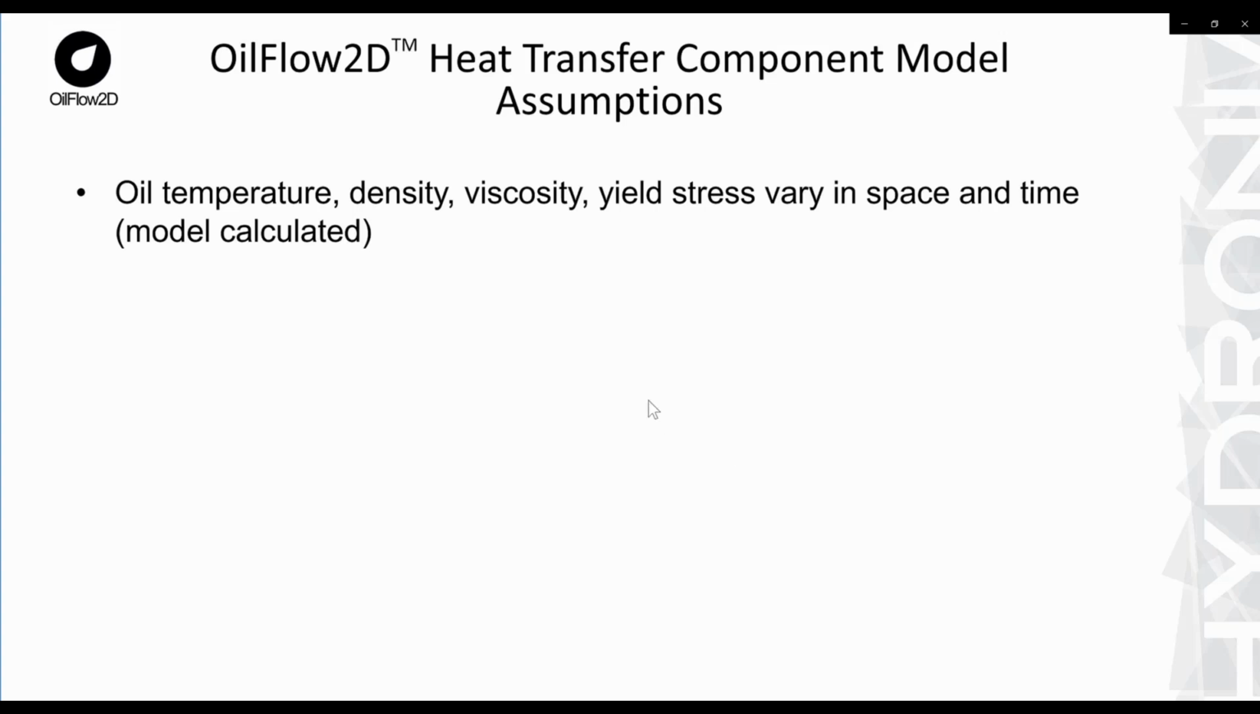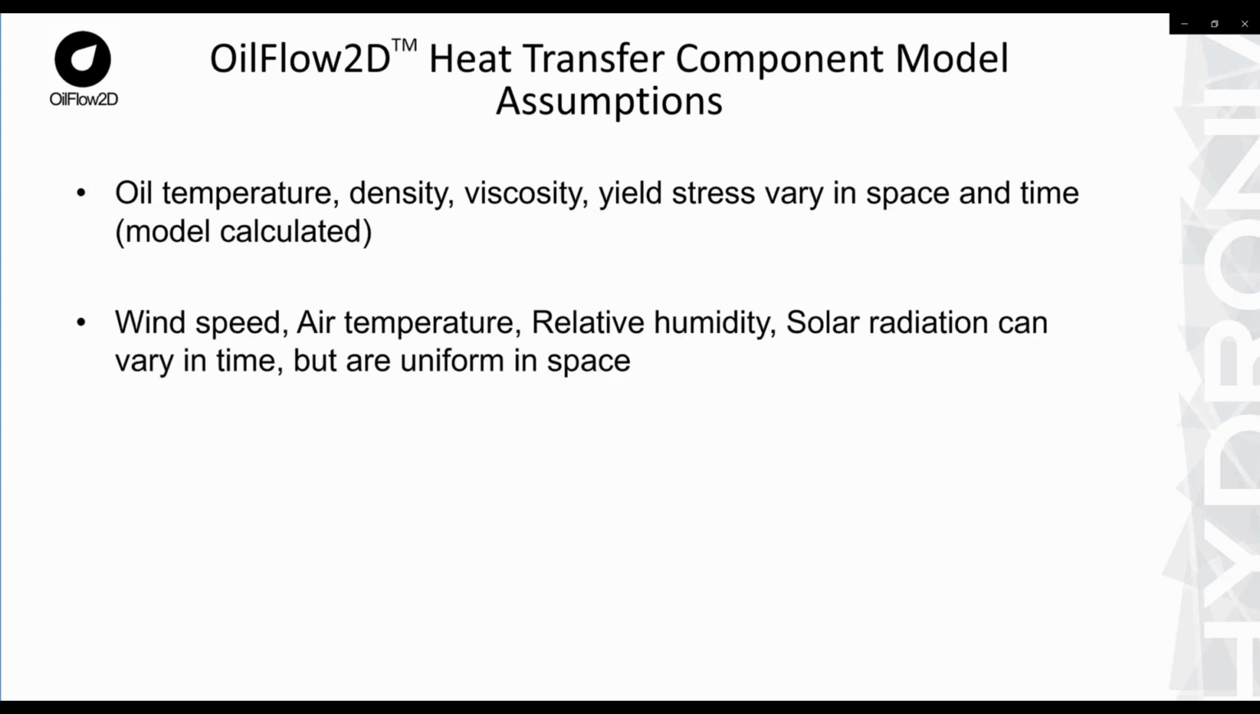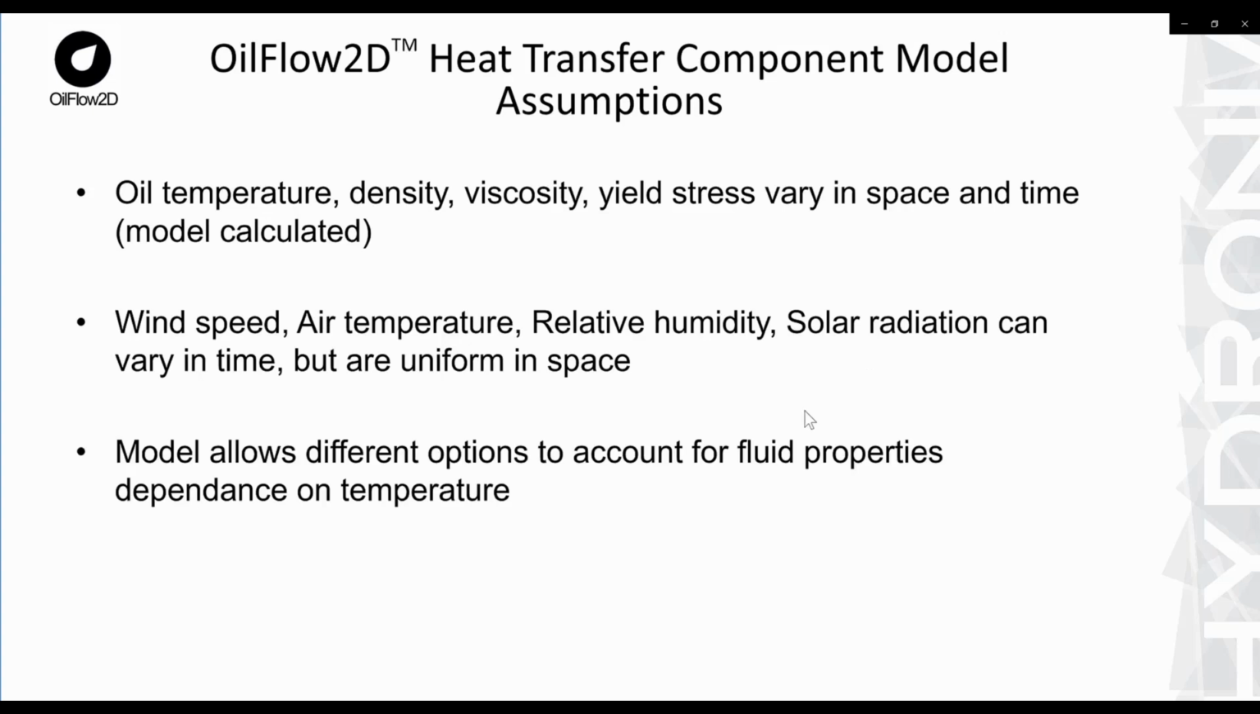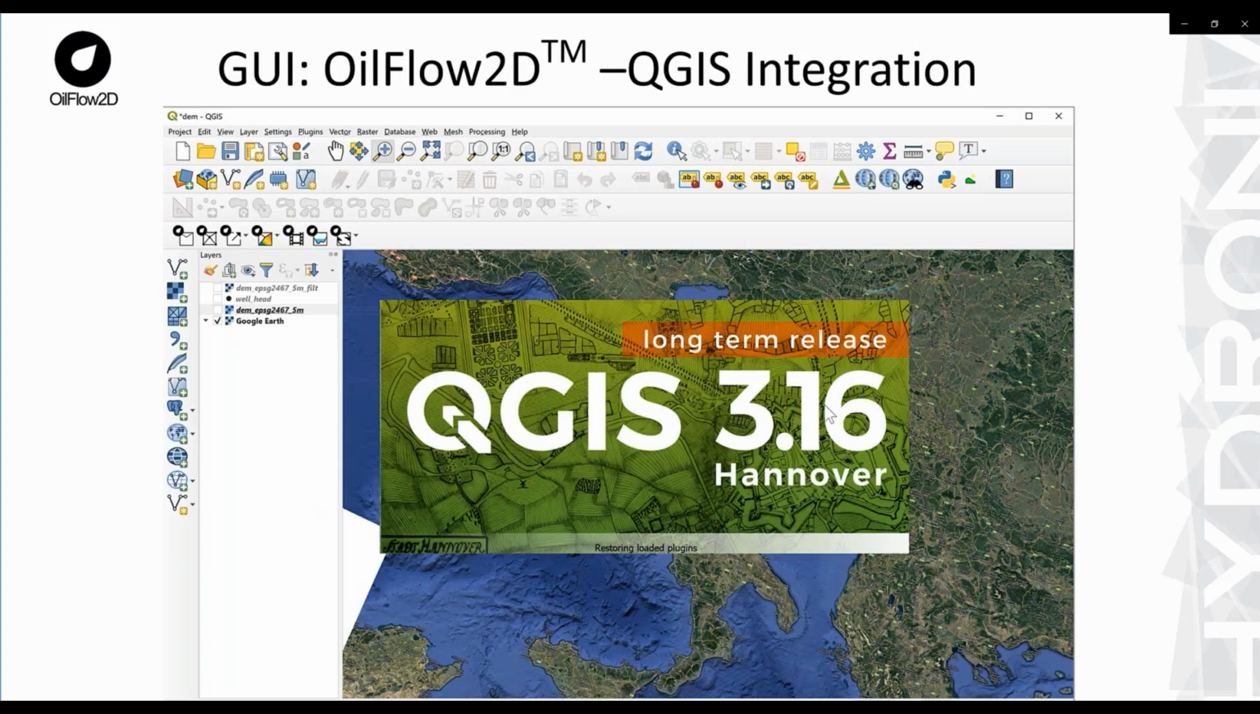So the main assumptions of the new model include that the oil temperature, density, viscosity, and yield stress now can vary in space and time, and they are dynamically calculated by the model for the specific properties that you provide for the oil. The wind speed, air temperature, relative humidity, and solar radiation can vary in time. So that means that you prescribe for the period of simulation what scenario you want to consider. The assumption is that normally these spills occur over a relatively short area, so we are assuming that there is no variation of these properties in space. The model allows different options to account for fluid properties dependent on temperature that are normally provided for specific crude oils. And all of this is included, as it was before, in the oil flow QGIS user interface.